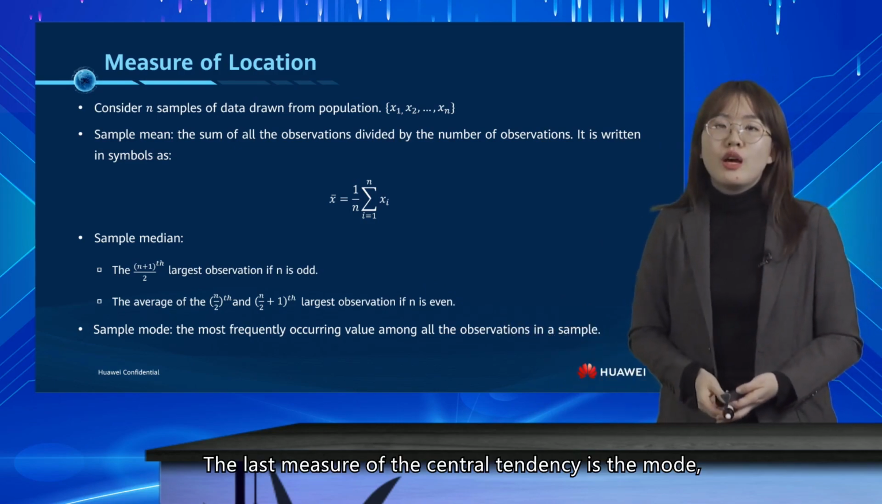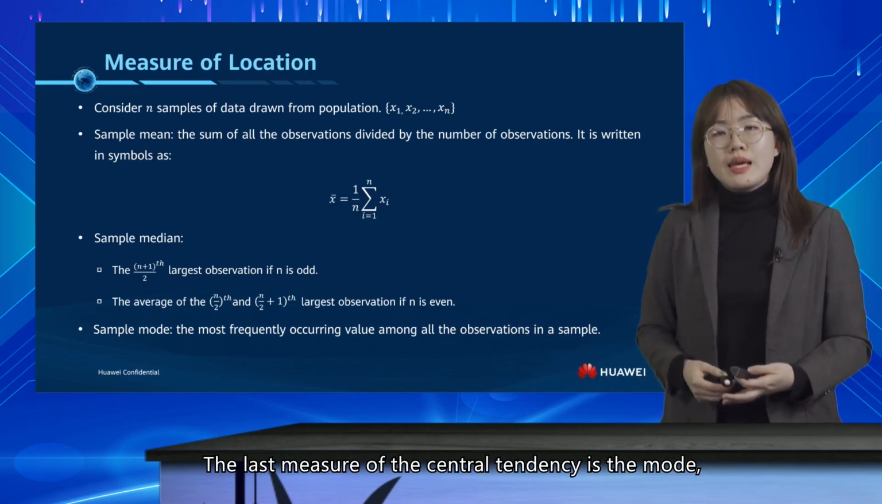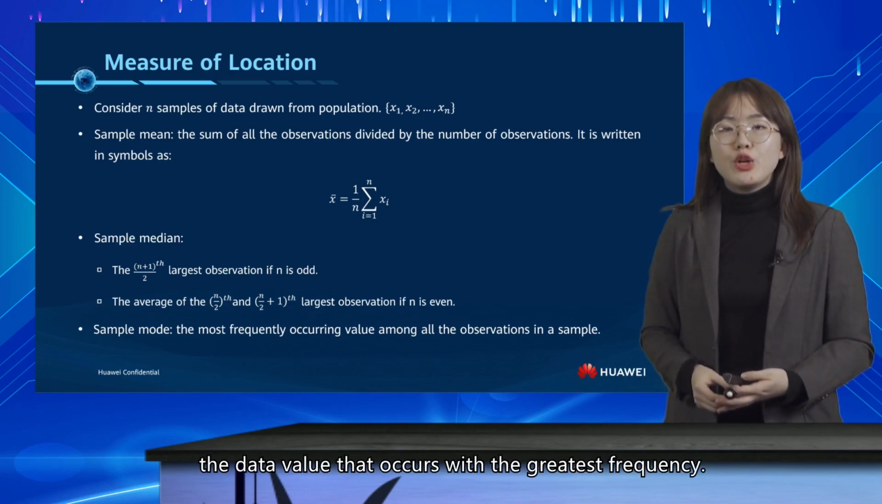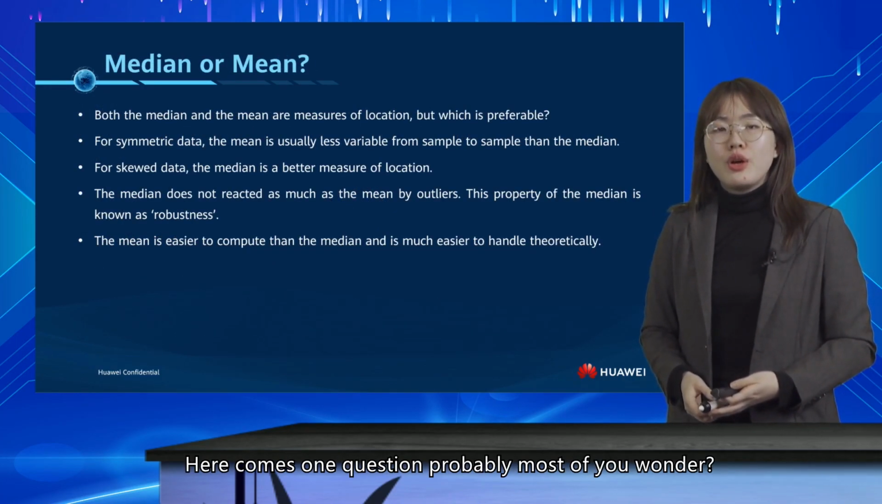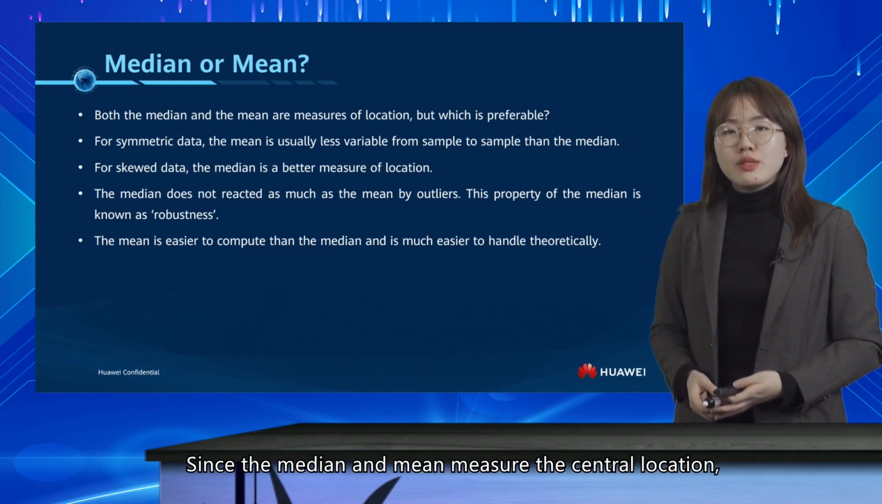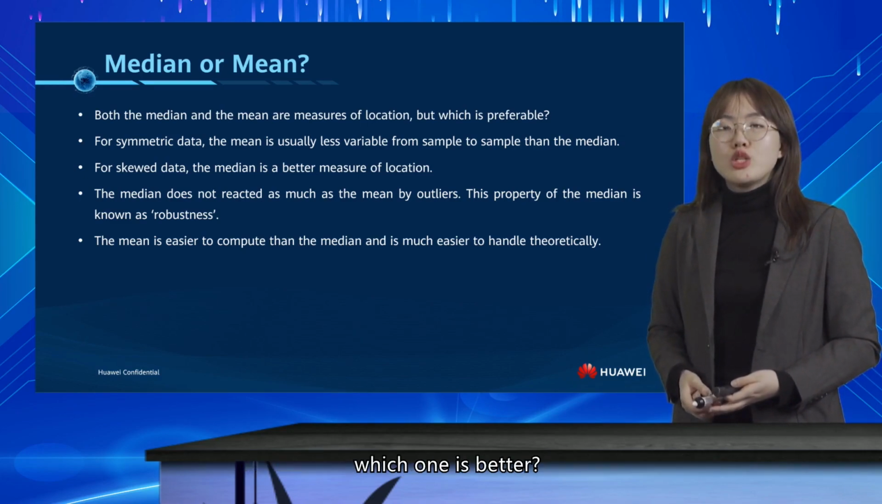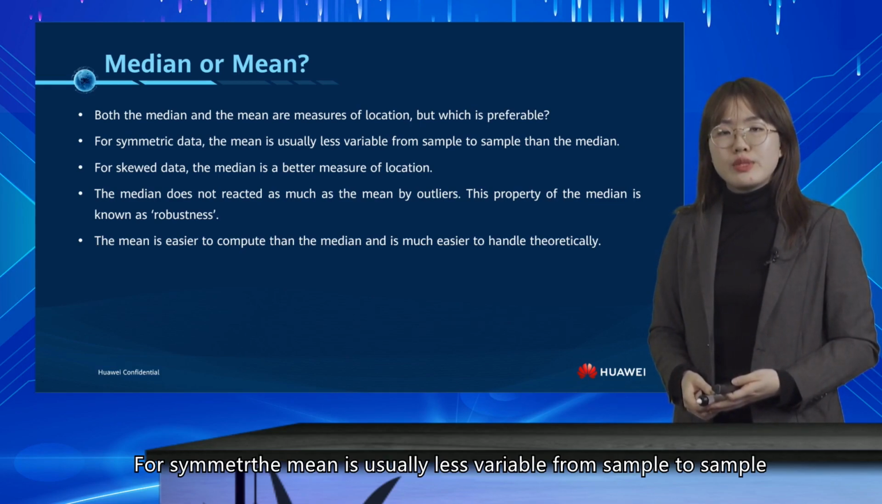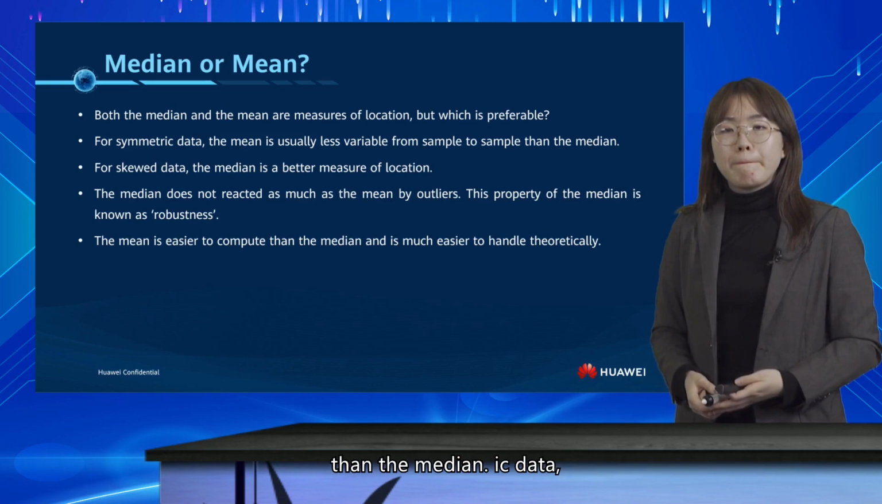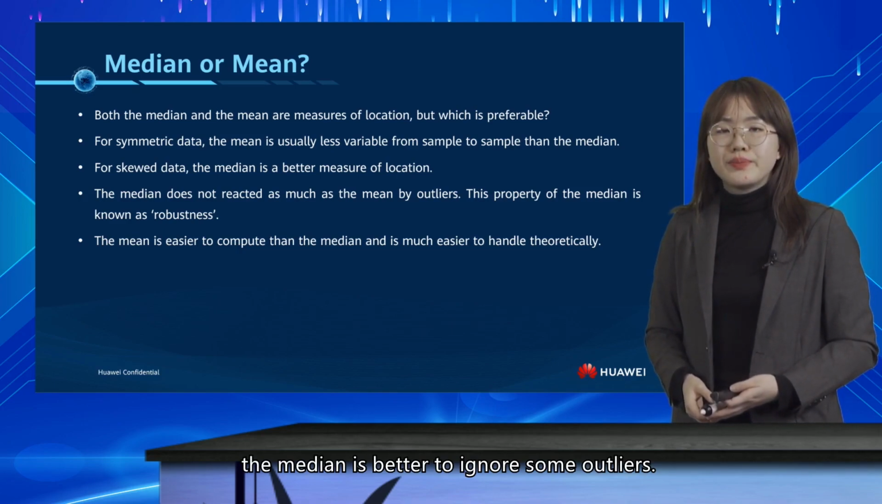The last measure of the central tendency is the mode, the data value that occurs with the greatest frequency. Here comes one question. Probably most of you wonder, since the median and the mean measure the central location, which one is better? For symmetric data, the mean is usually less variable from sample to sample than the median. For skewed data, the median is better to ignore some outliers.